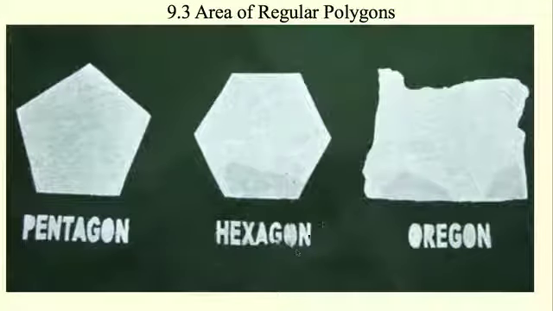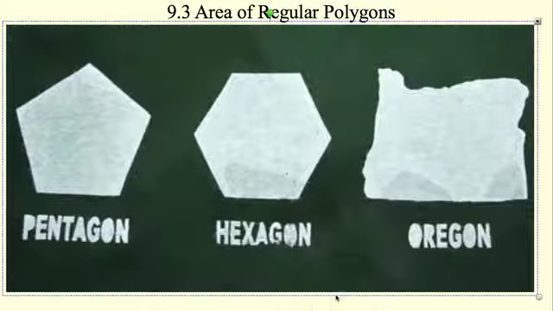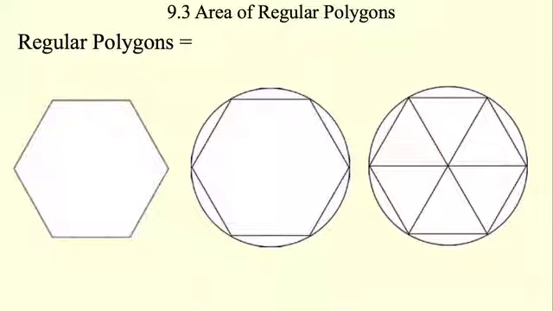I'm now on to hilarious jokes. Pentagon, hexagon, Oregon. Hilarity. That's not really a polygon, but we are talking regular polygons. These are regular polygons. Regular pentagon, regular hexagon. Oregon is a state. Let's get rid of that. Here we go. Now let's get started.